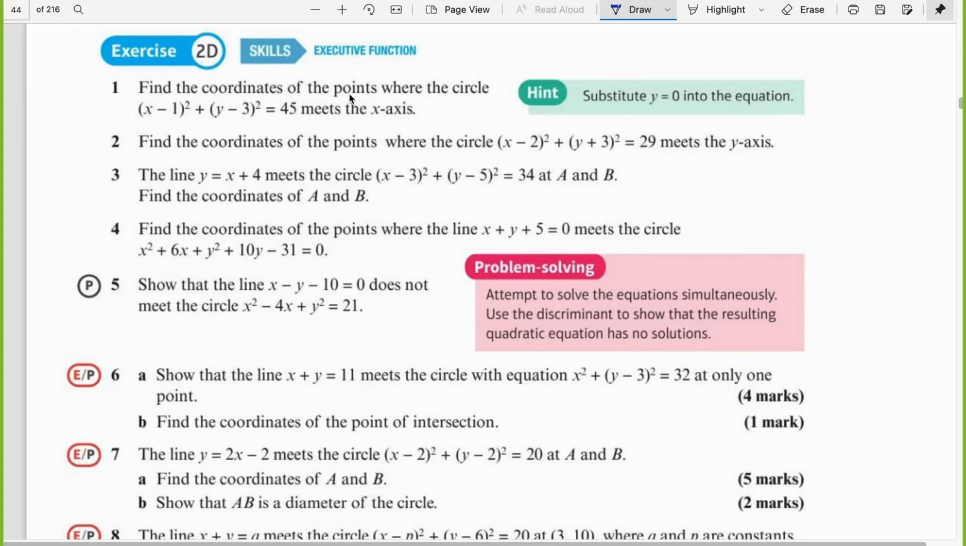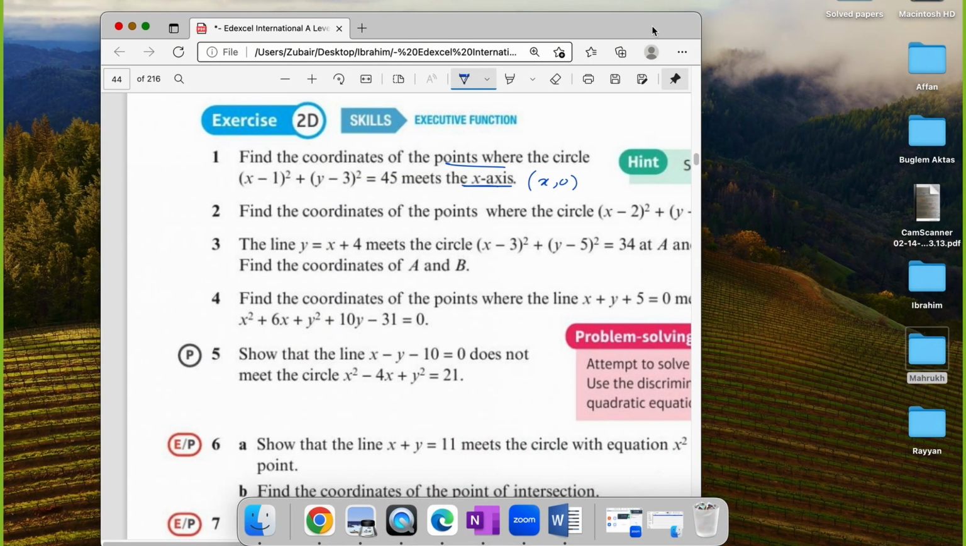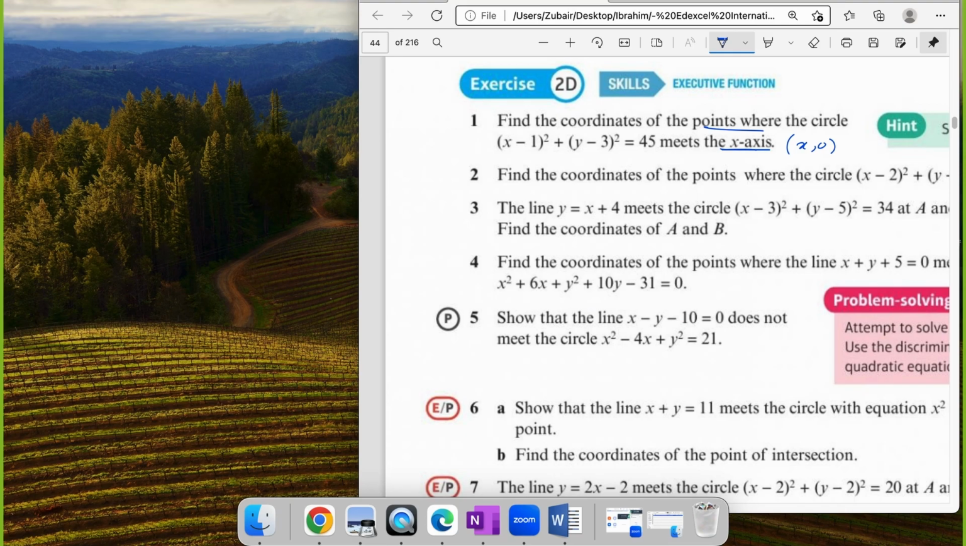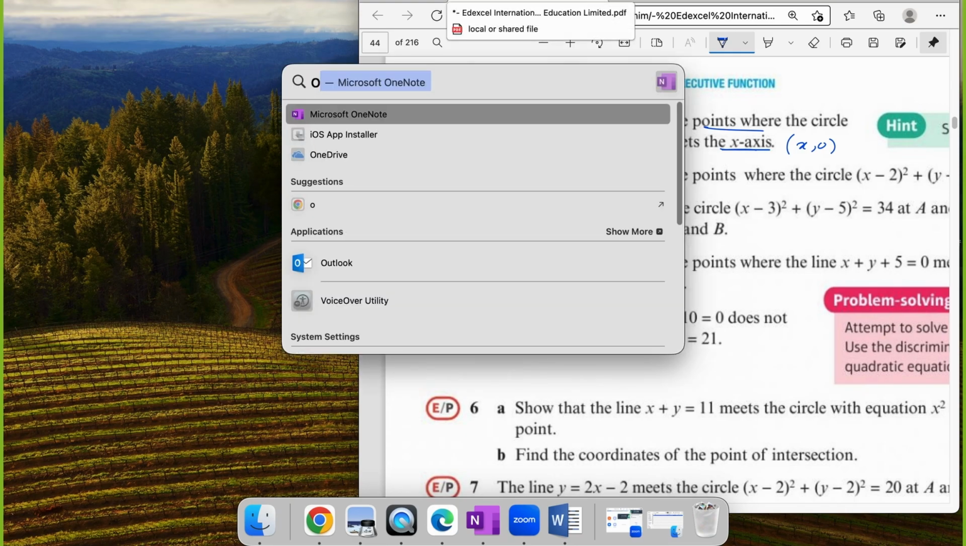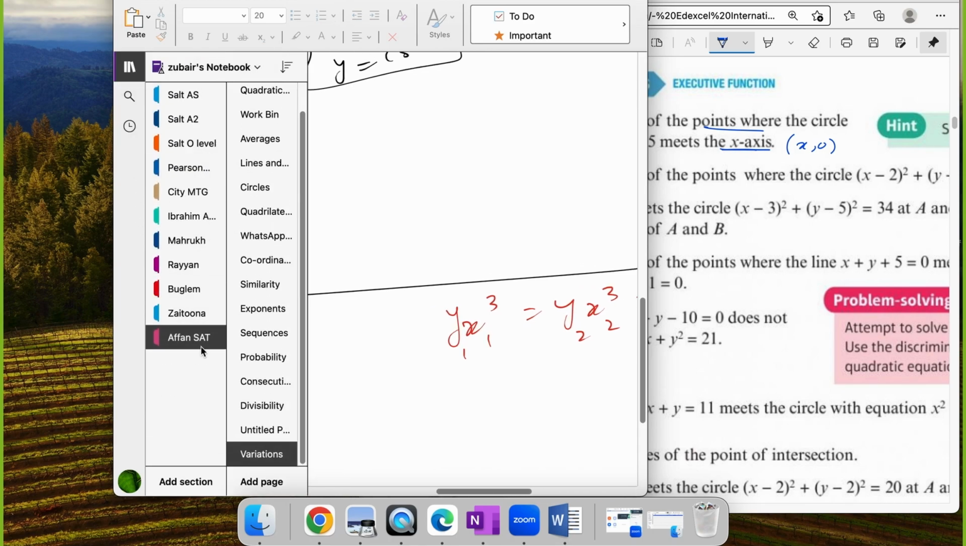The midpoint of the point where the circle meets the x-axis. So where it meets the x-axis, we know that it is x comma 0. So we know y is 0 at that point, and we can substitute this value in the given equation.